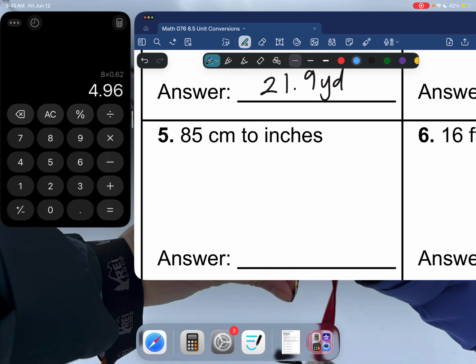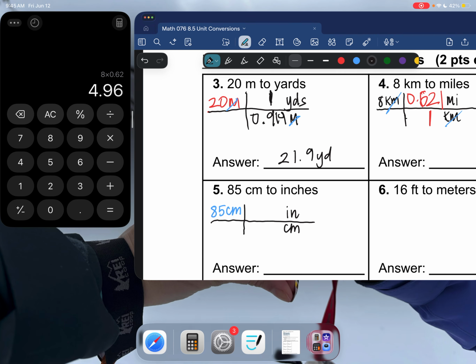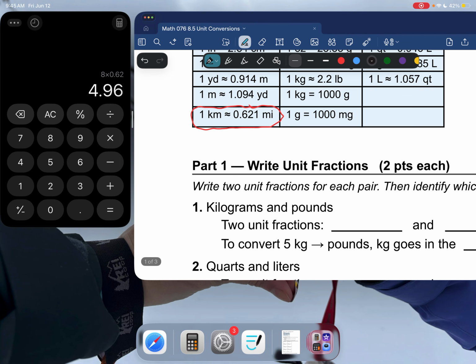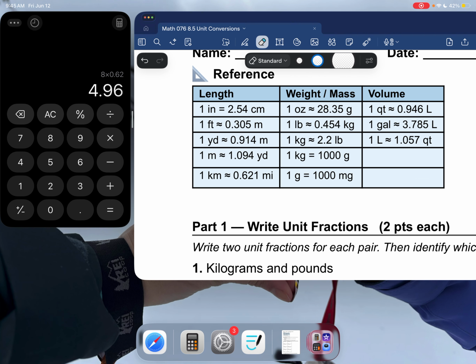Okay. I want to go from centimeters to inches. 85 centimeters. And I want to do my conversions. I'm starting with centimeters, and I'm trying to get to inches, okay? So let's go back up and see if I've got a conversion from inches to centimeters. Inches to centimeters. So I'm looking for length. I got one right here. 1 inch equals 2.54 centimeters.